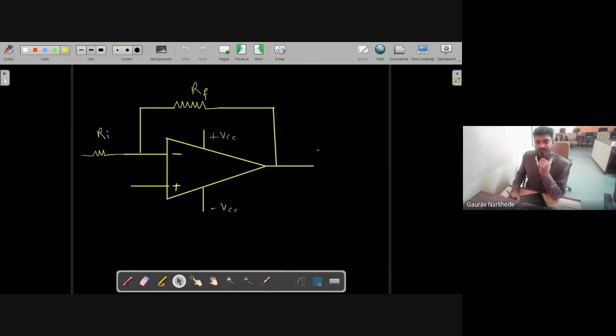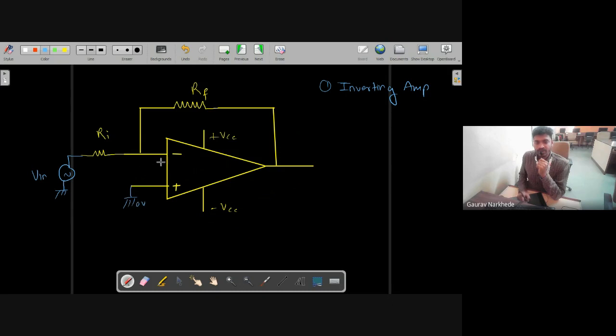Now let us see the first configuration, which is your op-amp as a non-inverting amplifier, right? Or let us take the inverting one first. So what is an inverting amplifier? Input is given to which terminal? The inverting terminal, right? So this is your inverting terminal, and here I am giving the input. Let us suppose this is your input V in, and the non-inverting terminal is connected to ground, 0 volts.